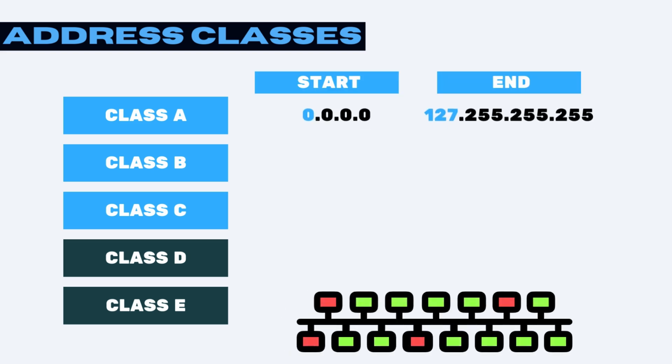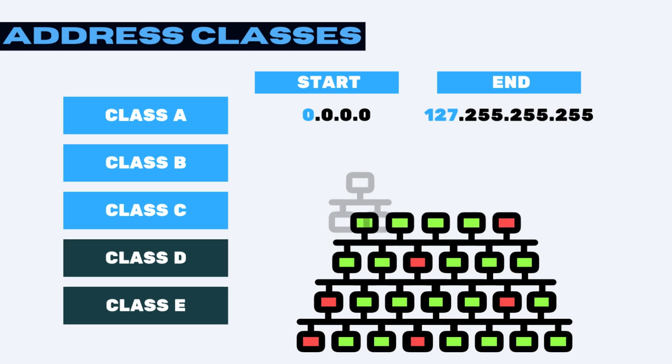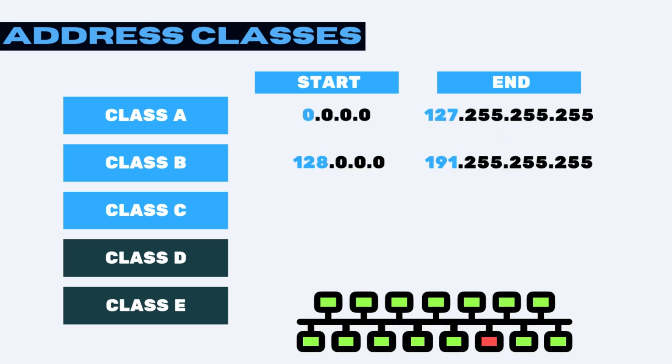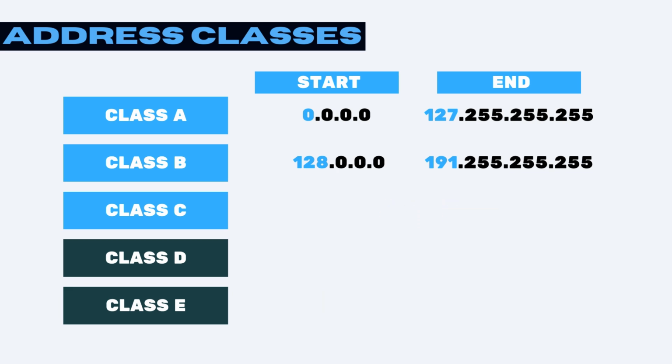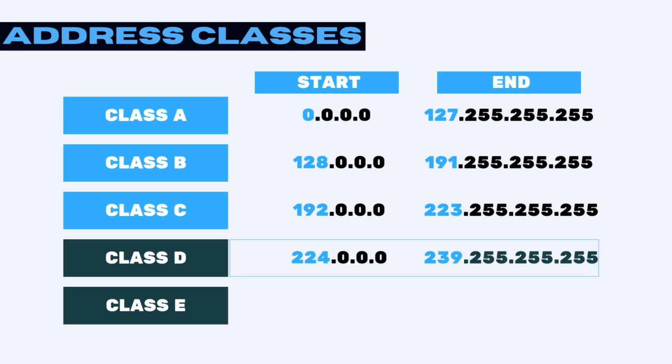Class A has a wide address range and is used for large multinational networks and large organizations. We have up to 16 million IP addresses available per network. Class B has a smaller address range and is used for medium-sized to large networks for universities and businesses. We have up to 65,536 addresses per network. Class C has a smaller address range and is used for small corporate networks, with up to 256 addresses per network.